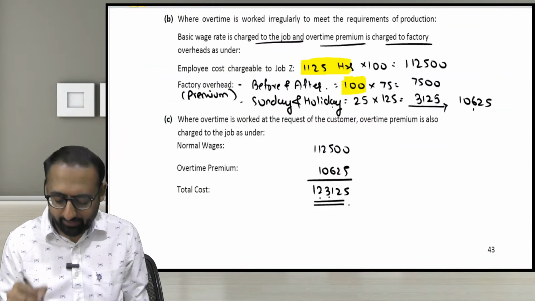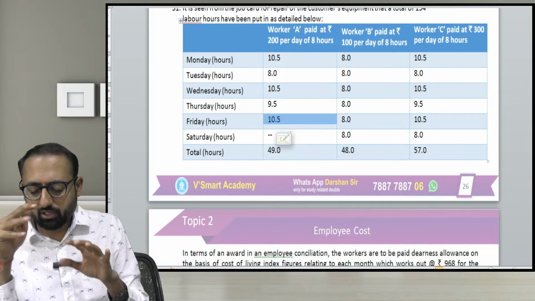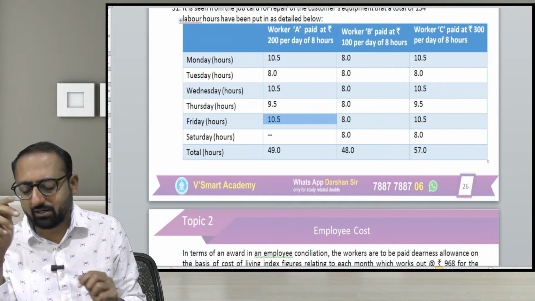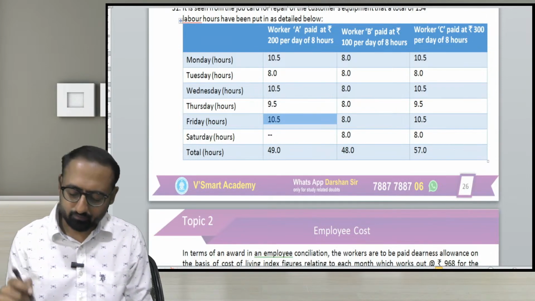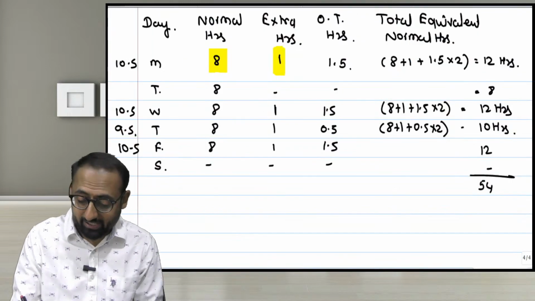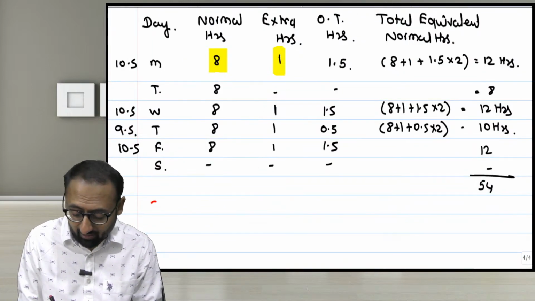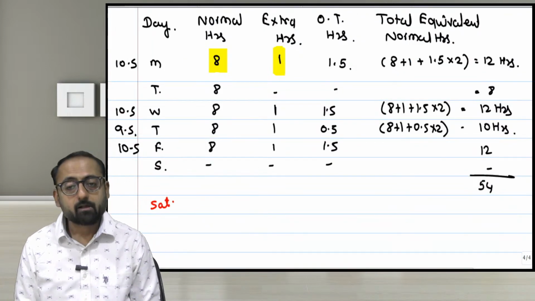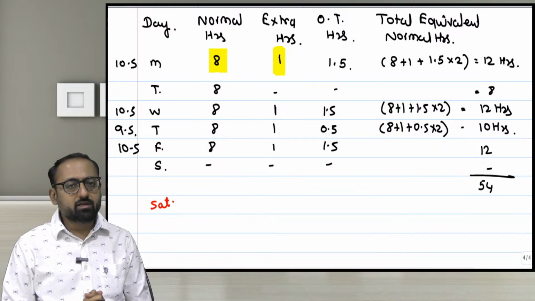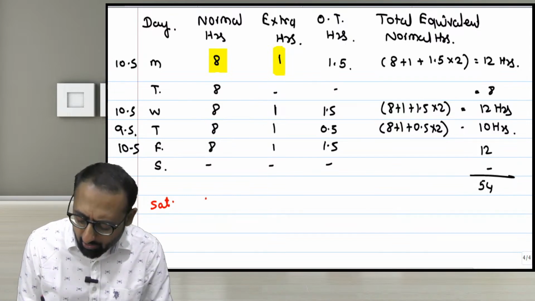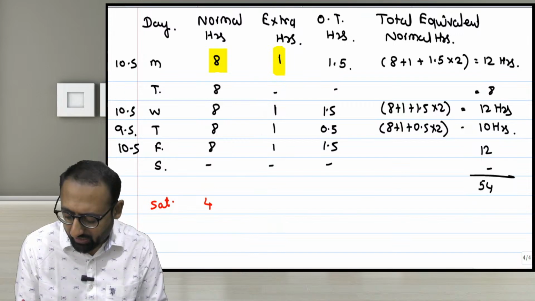Saturday, how to present? Worker B and worker C are working on Saturday as well, 8 hours and 8 hours. Now, how to present that? I'll write with the red pen. So worker B is working 8 hours on a Saturday. Minimum you have to work for 4 hours. Extra, he worked for 4 hours.